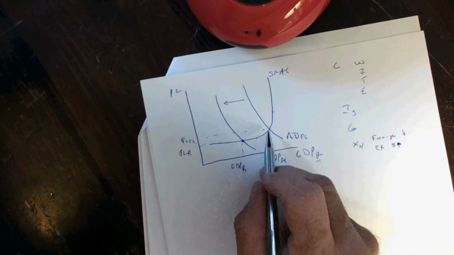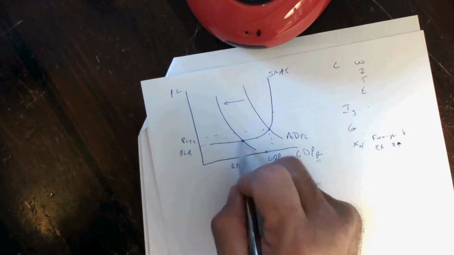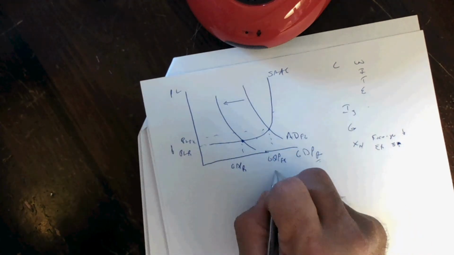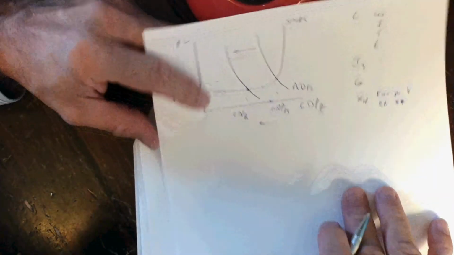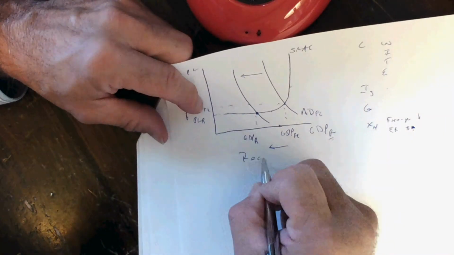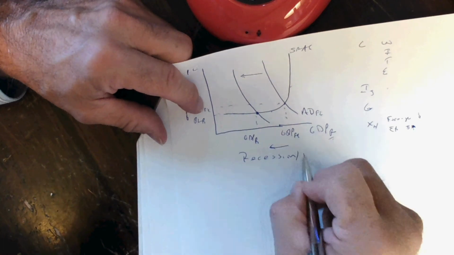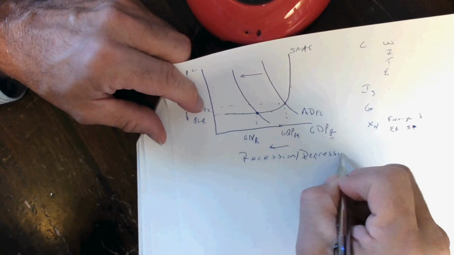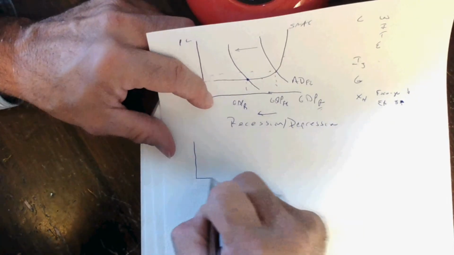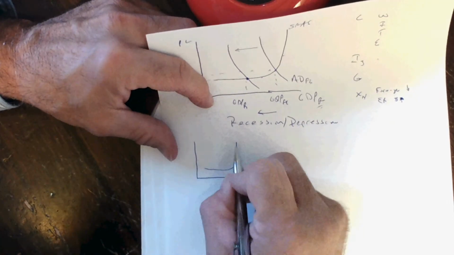If we fall from the intermediate range into the horizontal range, price level will fall and output will fall. Other scenarios like these are associated with a recession or a depression. Other decreases in aggregate demand occur in other areas of the aggregate supply curve.